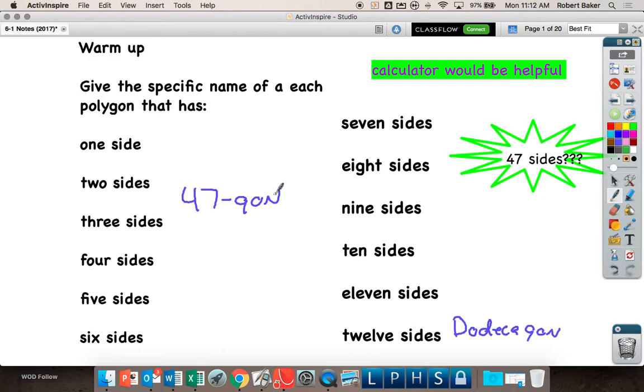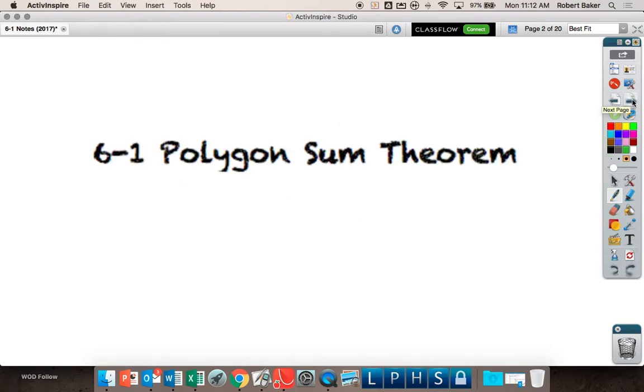What's the name for number 7? 7 is heptagon or septagon, either way. So that's kind of the general naming that we're going to do. Now, the whole purpose of this lesson is to determine how many degrees are inside of any given polygon.